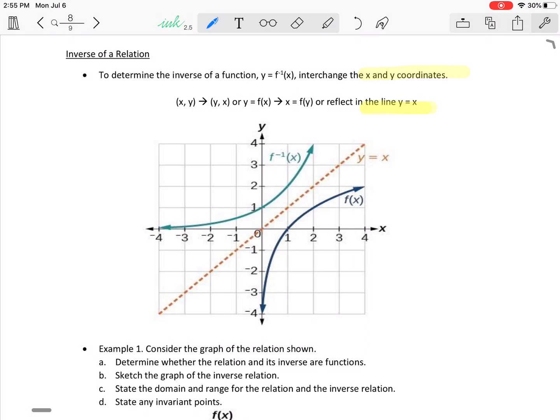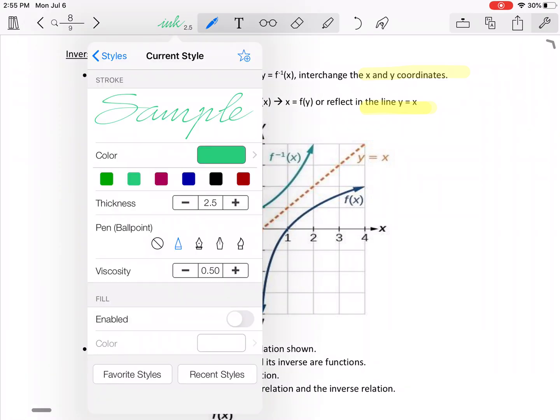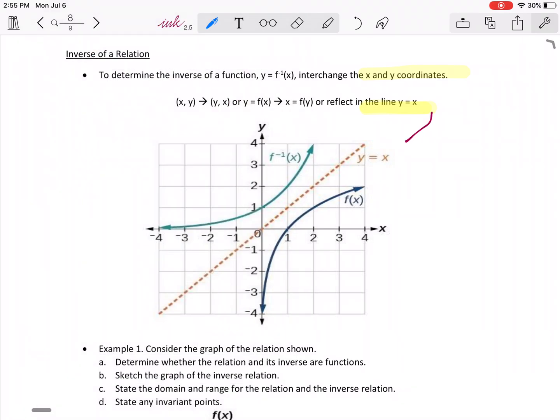So that's what you see over here in this example. Okay, so this minus 1 here, this is what we mean by the inverse. Okay, so there's the inverse, and there's your original f(x). Okay, so let's look at a couple of examples.